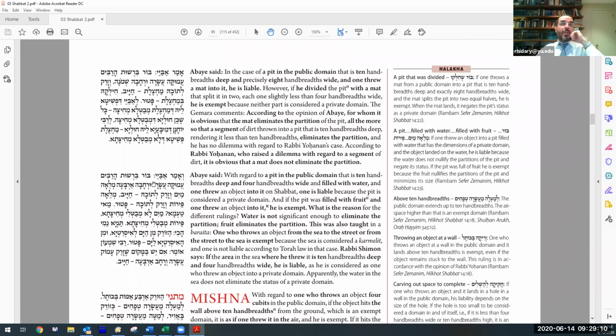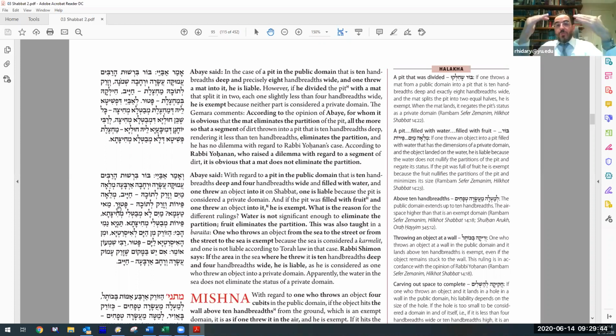Abaye said something else. Amar Abaye, bor b'shut harabim amuka asara, udchaba arba'a, mele'a mayim, and threw into it, chayav; filled with fruit and threw into it, patur. So what do you consider filling in? For sure, if you put dirt in it and it fills in, yes. If I put fruit in it, well, fruit is also filling it up, and so once I put enough fruit in it, if the top of the fruit fills it in so that there's less than 10 tefachim space, it's no longer a hole that's 10 tefachim deep. So that's fruit or any item.